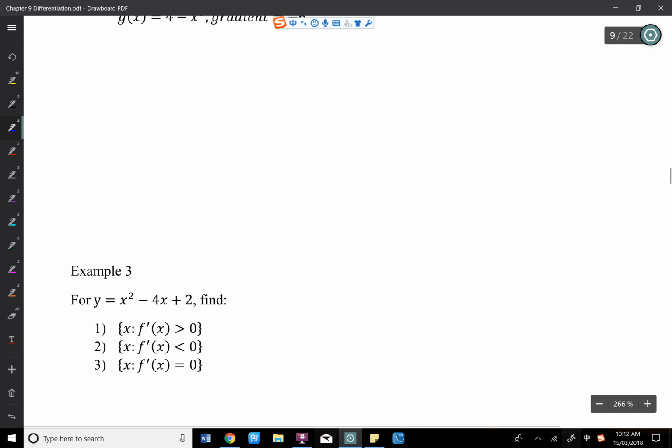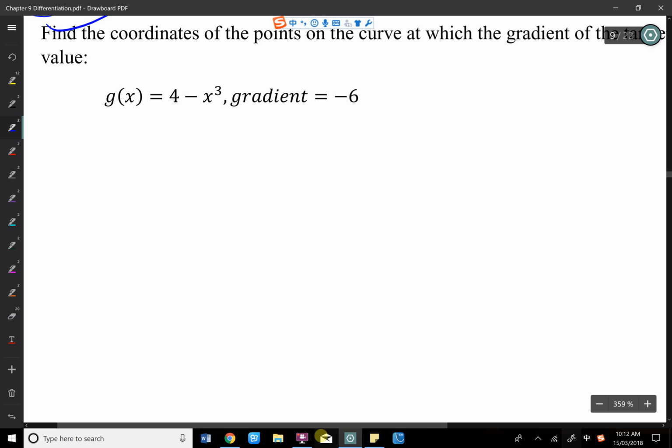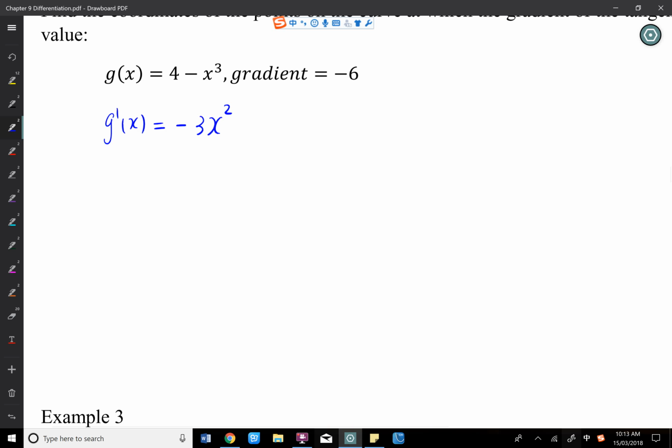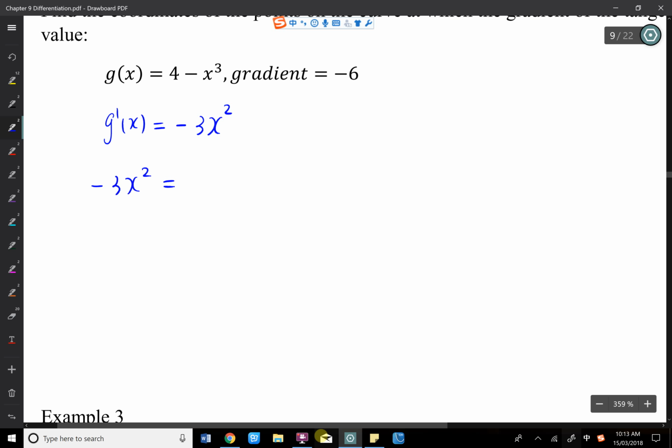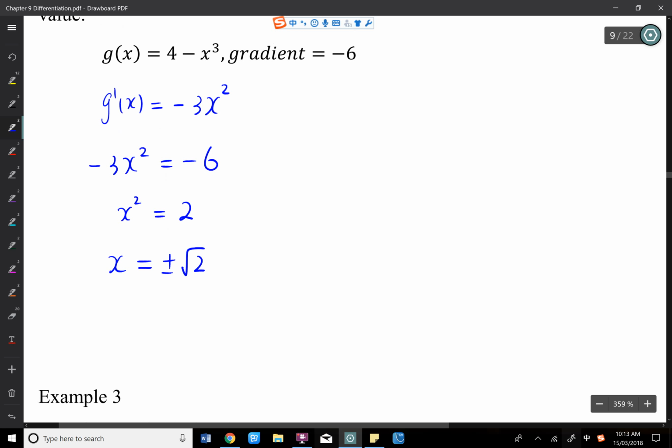Okay, next question here. Find the coordinates of the point on the curve where the gradient of the tangent at the point equals negative 6. So basically I need to think about gradient. g dash x is the gradient. It's negative 3x to the power of 2. And then I want the gradient to equal negative 6, so negative 3x squared gives you negative 6. And x squared gives you 2. And then what is x? Plus minus root 2.